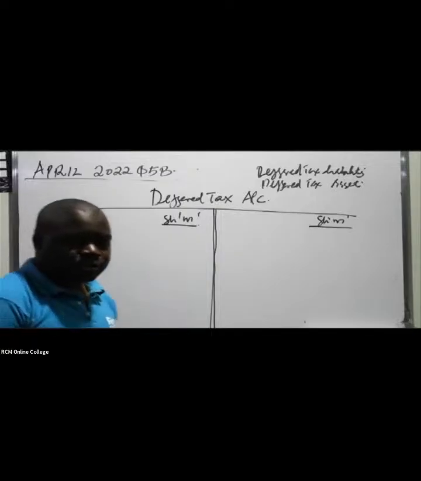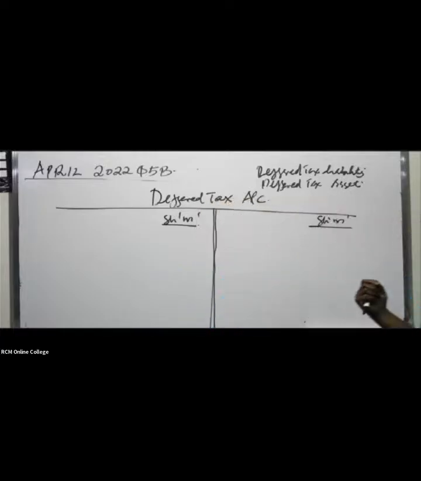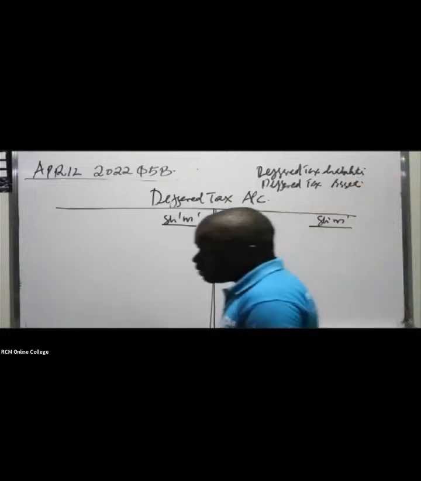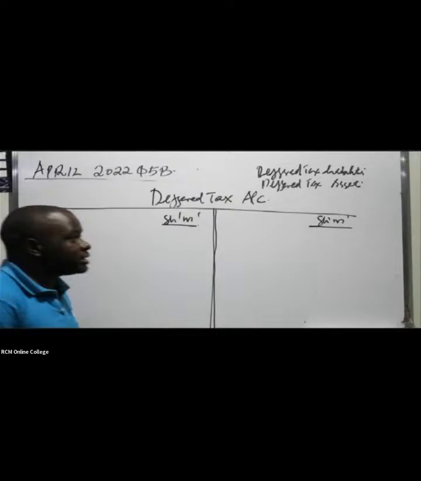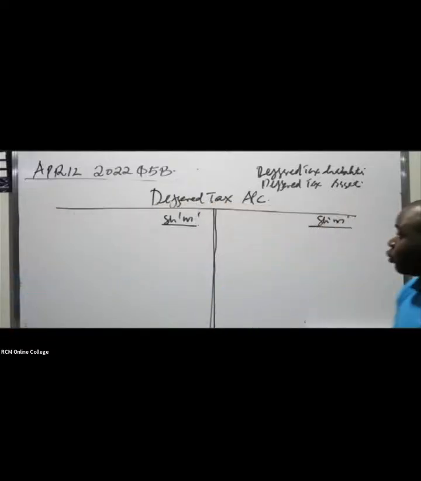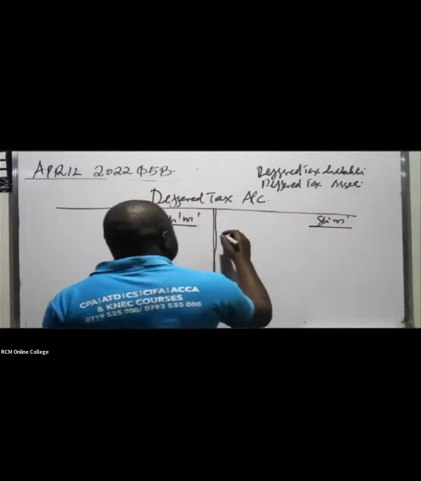So you see what I'm trying to drive home. For the liability, we'll credit. Now you see the sense. All liability accounts normally have a credit balance. All asset accounts normally have a debit balance. It means this particular balance, because you're told it is a deferred tax liability, will have a credit balance.